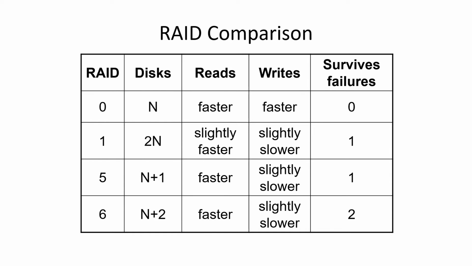RAID 1 is mirroring. It requires twice as many disks as would be required to hold the data. It will survive the loss of one disk. Reads are slightly faster because it can read from either drive, but writes are slightly slower because it has to write to both drives. RAID 5 is parity, and you need only one additional disk to do that, and it can survive the loss of one drive. If you need to survive the loss of 2 drives, you can use RAID 6, which requires 2 additional disks.